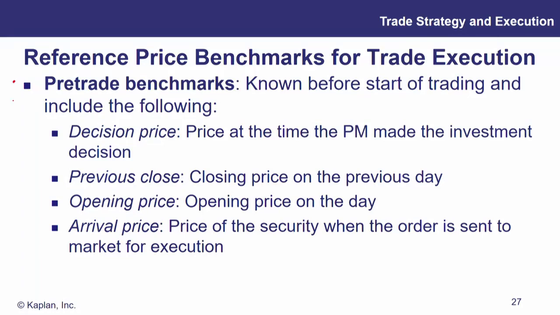So the pre-trade benchmark. The nice thing about a pre-trade benchmark is we know it before we start trading, and there are a number of things it includes. We have a decision price, or I call it DP. This is the price at the time the portfolio made the investment decision. This stock was trading last night, it closed at $20.30. That's where I want to go. I think this stock is worth a lot more than that. So that's my decision price.